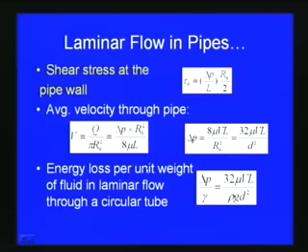And here the energy loss per unit weight of fluid in laminar flow through a circular tube or pipe, we can write as delta p by gamma, that is equal to 32 mu V L by rho g d square.